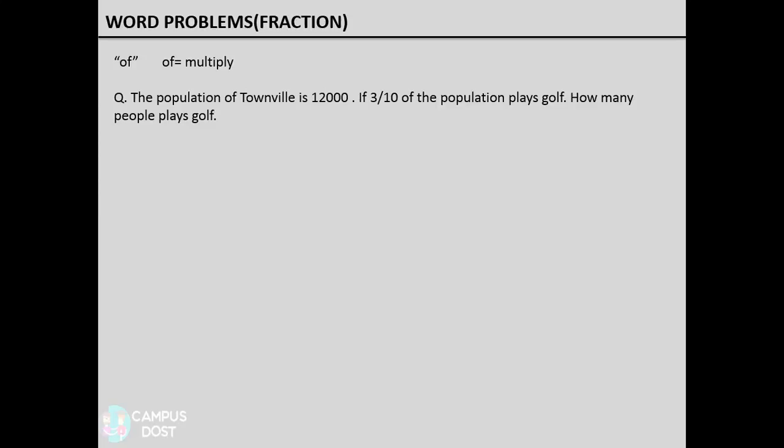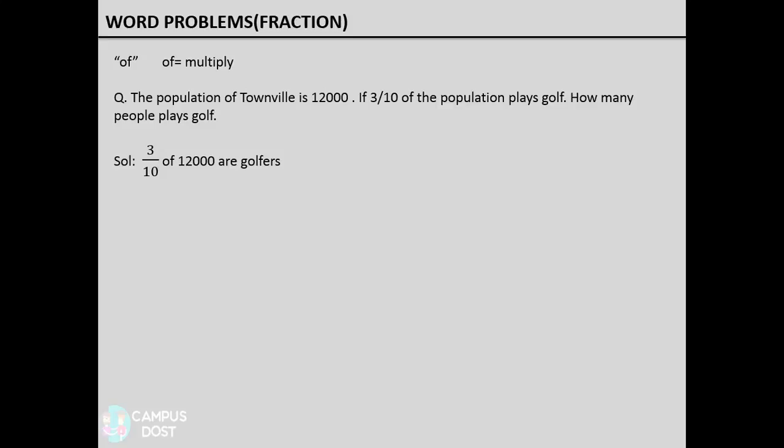In this lesson, we will examine word problems involving fractions. Now, for word problems involving fractions, we need to know the rule of the word "of." In most cases, "of" signifies multiplication. So, in this question, when we are told that 3/10 of the population plays golf, we should be thinking multiplication.